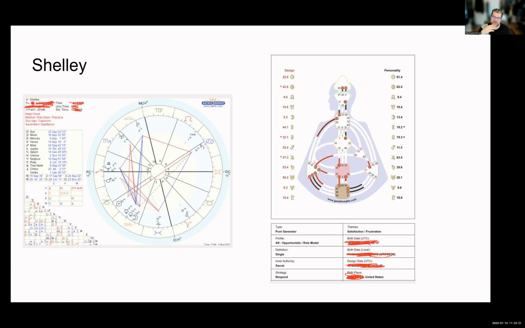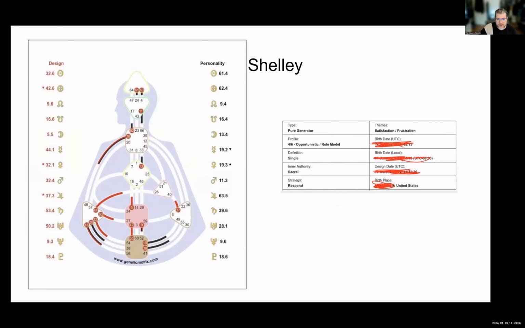Her theme is also satisfaction, frustration. That's interesting, which I'll talk about more later when we do the Gene Keys overlay next time. But just keep this in mind: frustration, satisfaction. Okay, like I said, Shelly has this sacral connection here, her inner authority. Her strategy is to respond. So is mine. Respond to the universe or respond to stimulus or ideas that others have, right? If you're responding, there's the opportunity in the responding.